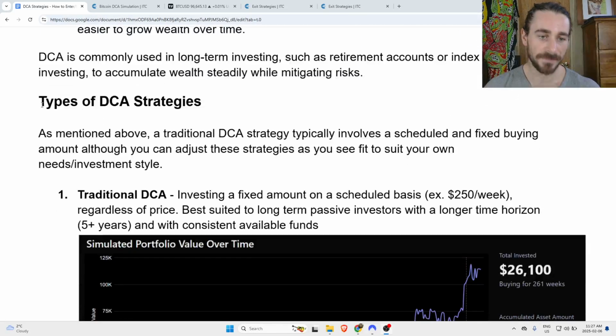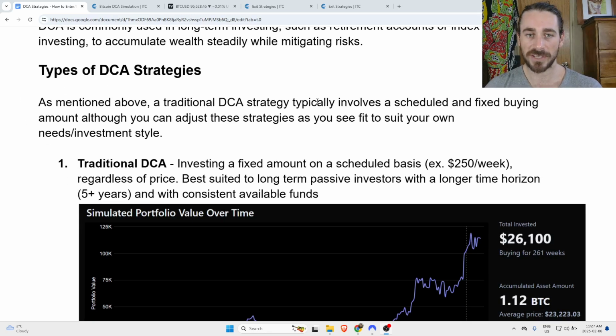So moving on, here we see types of DCA strategies. As I mentioned above, the traditional DCA strategy typically involves a scheduled and fixed buying amount. So however much you can afford to put aside at a certain interval. Maybe you're buying bi-weekly along with your paycheck. Maybe you buy a little bit every week. There are some people who even buy every day. Like, if you want to put $10 a day in or $5 a day into Bitcoin, there's nothing wrong with that. You can do that. Just maintain that strategy. Come up with what works best for you.